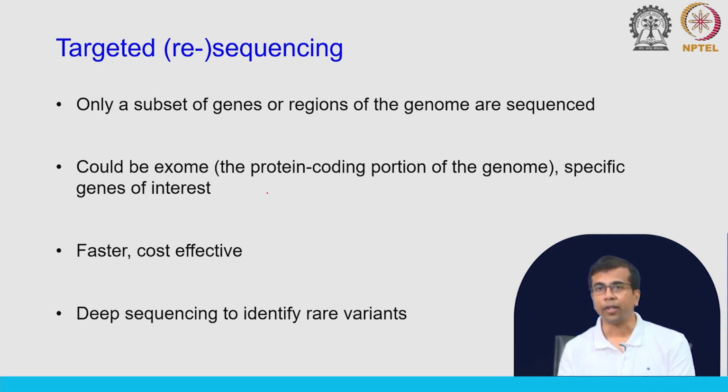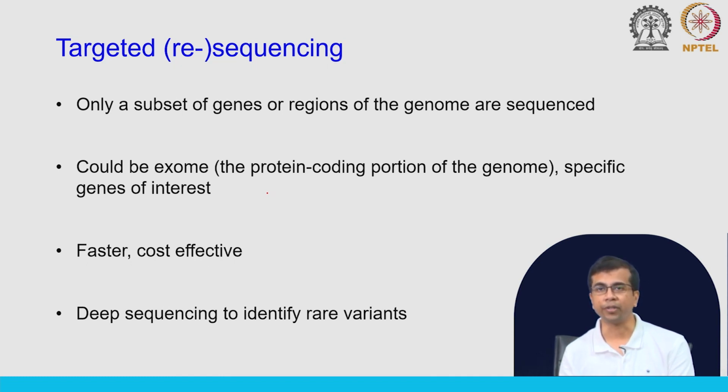And also one advantage of targeted resequencing is that you can actually do deep sequencing of that region to identify rare variants. Okay, so, what are these rare variants? So, imagine in a population, let us say in 100 individuals, only a couple of individuals, or 2 individuals, carry this variant, right. So, this will be a rare variant, right. Only a very small number of the population is carrying this variant.